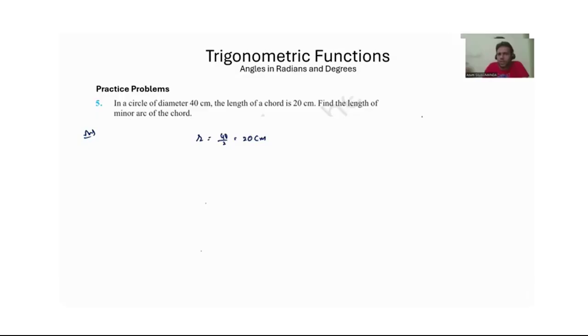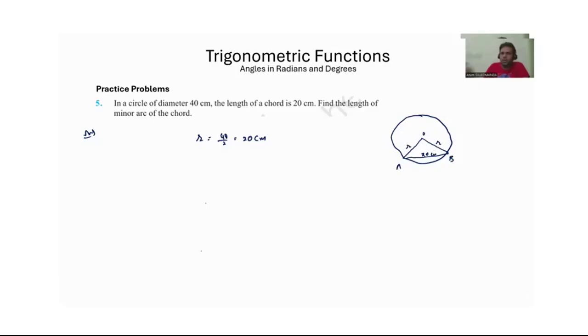So there is a circle, guys. There is an arc, and around it is the length of the chord. Join these two points, that is the chord. This chord is 20 centimeters and these are radii, so this is R and this is R. The chord is AB.